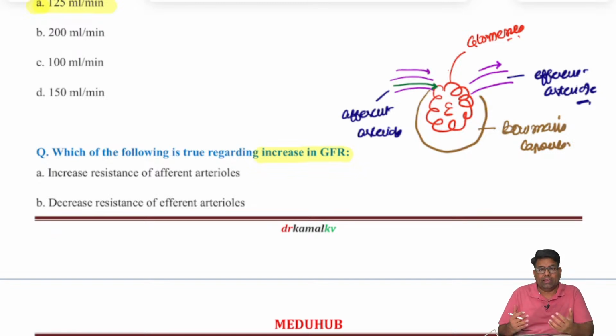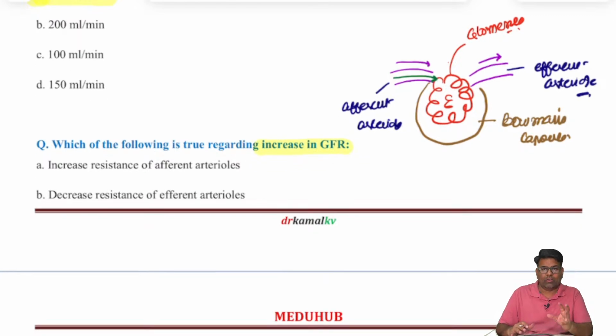there will be an increase in GFR. And if there is less blood going through the efferent arteriole, that will also promote GFR. Similarly, if there is less blood flowing through the afferent arteriole, that will decrease GFR, and if there is more blood flow through the efferent arteriole, that will also decrease GFR. So these are a few points related to the afferent and efferent arteriole.